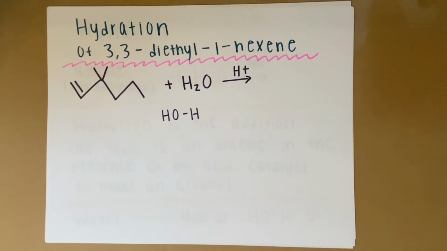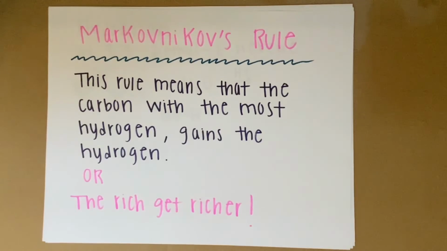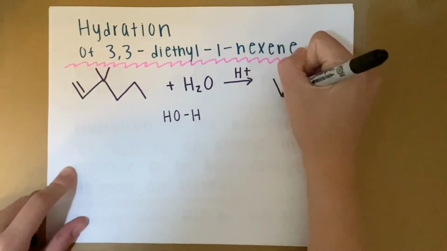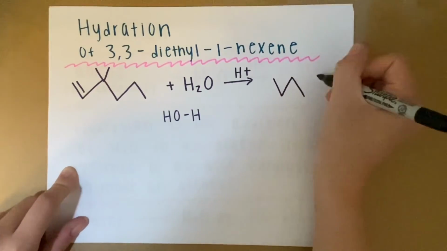But how do we know which side to put the OH on? Well, we must follow the rule known as Markovnikov's rule. This rule means that the carbon with the most hydrogen gains the hydrogen. We remember this by the phrase, "the rich get richer." First, let's get rid of our double bond and write our basic structure.